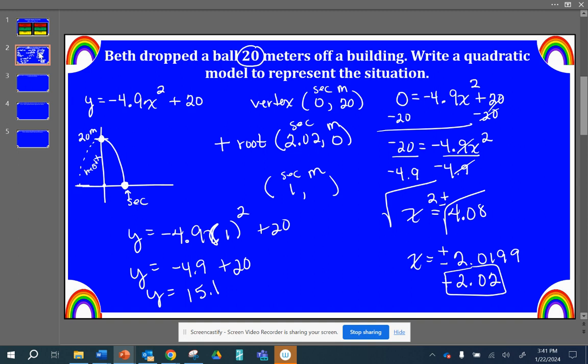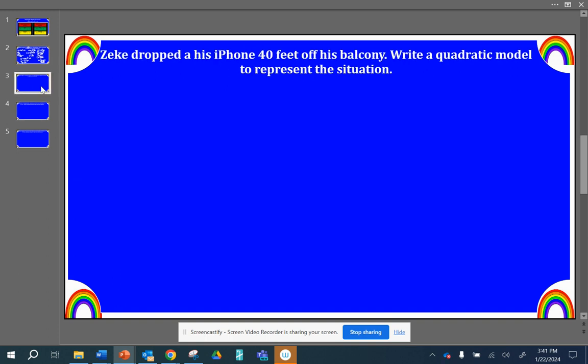Just double check that. Yep. So in 1 second, the object is 15.1 meters. So we could say, since this is 2.02, 1 is probably about right here. So this is 2.02 seconds. We could call this 1. So we could say that maybe right here on that graph.